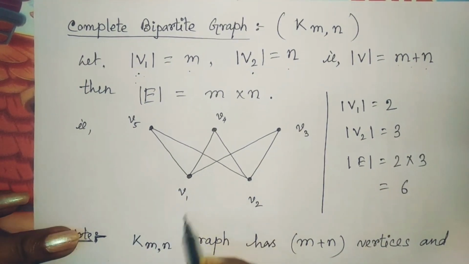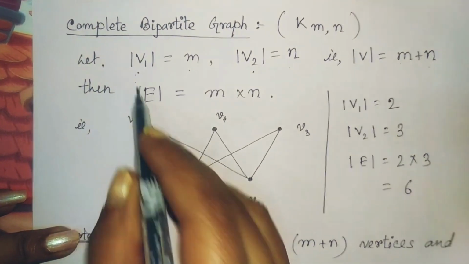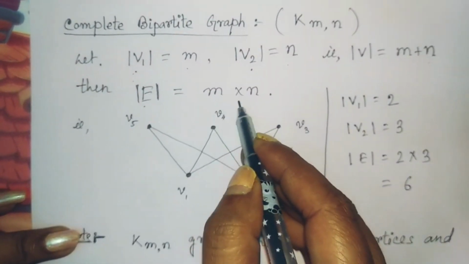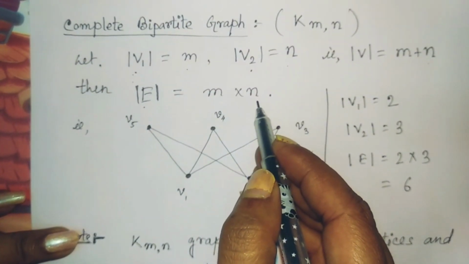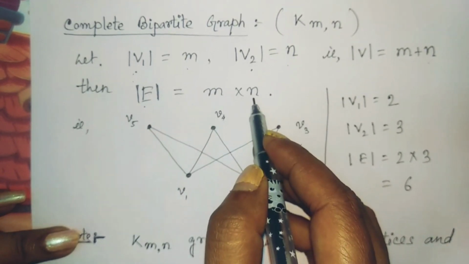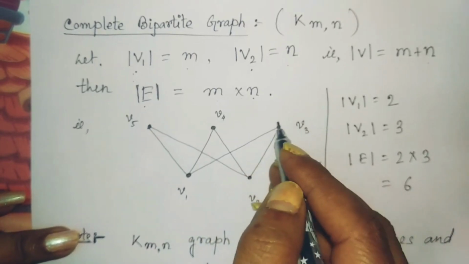Then here E is the edge set. So in the edge set, definitely there are m cross n number of edges. If we find m cross n number of edges in the graph, then we say it is a complete bipartite graph.